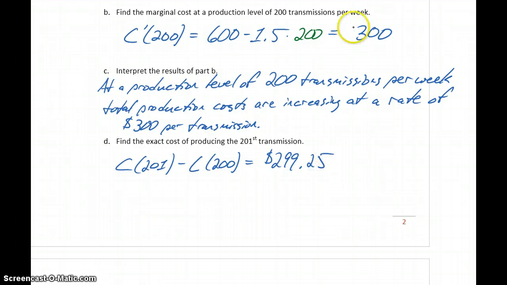$299.25, which again we can see is very closely approximately equal to that marginal cost at a production level of 200. So our estimate tells us it costs us $300 more to produce that next item. The exact cost is $299.25. So again, we're coming up with that very precise estimate for what's going to happen to our costs if we increase production by one more unit per week.